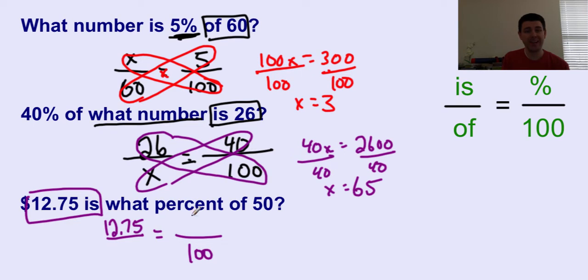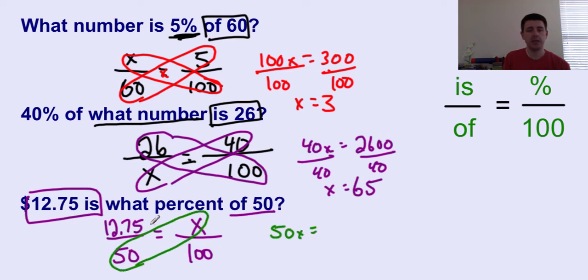What percent, meaning I don't know the percent, so I'm going to put in my x, of 50. That means 50 is my whole. So go ahead and do my problem, do my cross products. 50 times x is 50x. And yes, you need to show all this work.